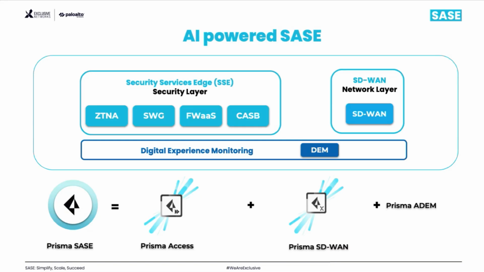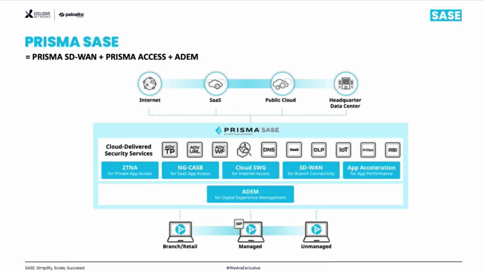So I will do my best to explain a little bit more about Prisma Access, Prisma SD-WAN, and Prisma ADEM. Prisma Access is basically the security service edge service of Palo Alto Networks. Prisma SD-WAN refers to the SD-WAN capabilities of Palo Alto Networks. And then we have ADEM, Autonomous Digital Experience Management, which is an advanced digital experience monitoring solution. If we combine both SD-WAN and Prisma Access with ADEM, we basically have Prisma SASE, right? So again, remember, it's all about converging all those technologies into one framework, one platform as a cloud service.